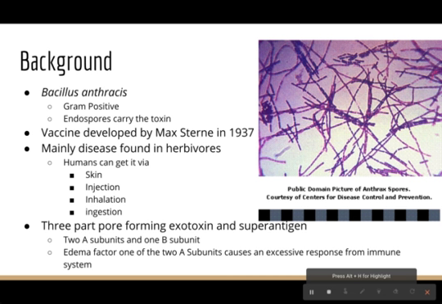The anthrax toxin is a 3-part pore-forming exotoxin, and it is also a superantigen. So it has 2 A subunits and 1 B subunit. And the edema factor, which is one of the active components of the anthrax toxin, is what makes anthrax toxin a superantigen because it causes an excessive response from the immune system.